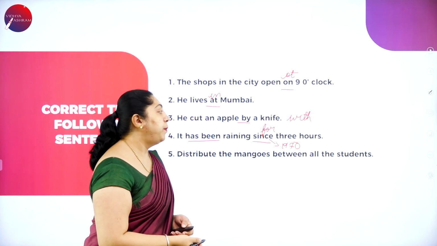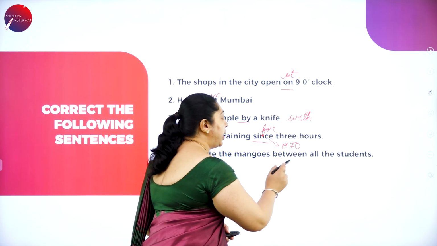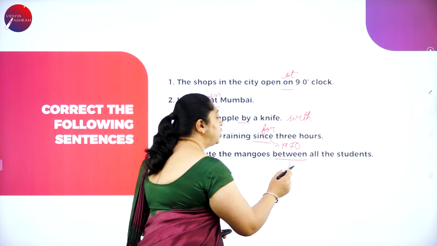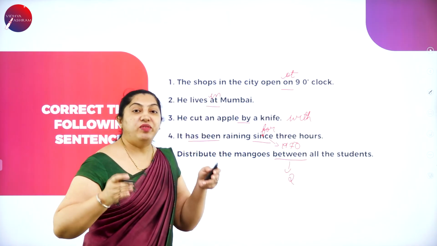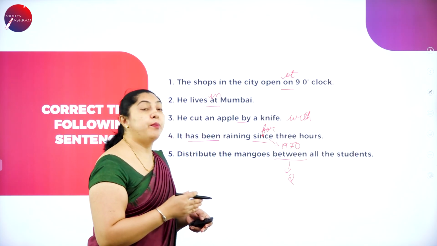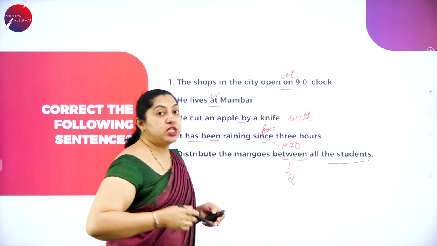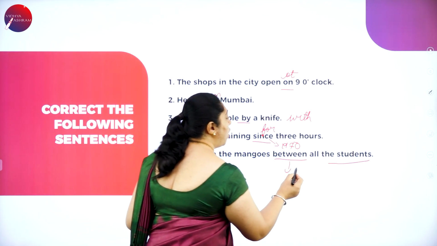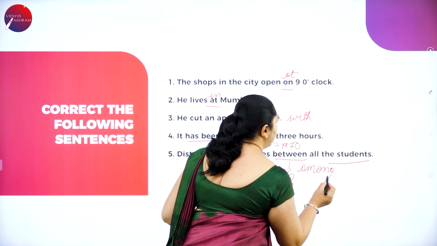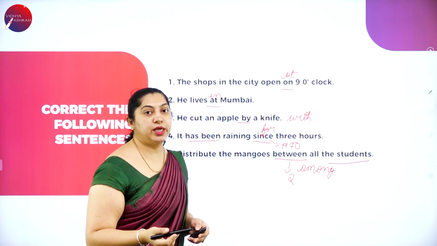Distribute the mangoes between all the students. So the error here is between. When we use the word between, we talk about two persons. But here we are talking about the students. There are many students. So it is not between, it will be among. Distribute the mangoes among all the students.